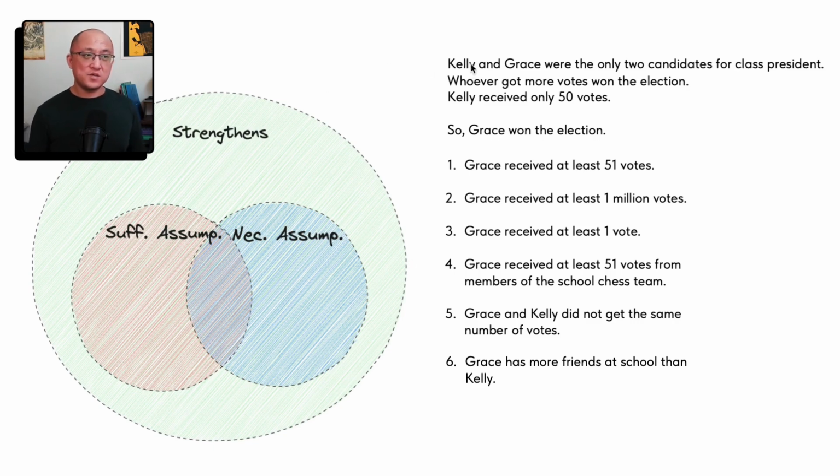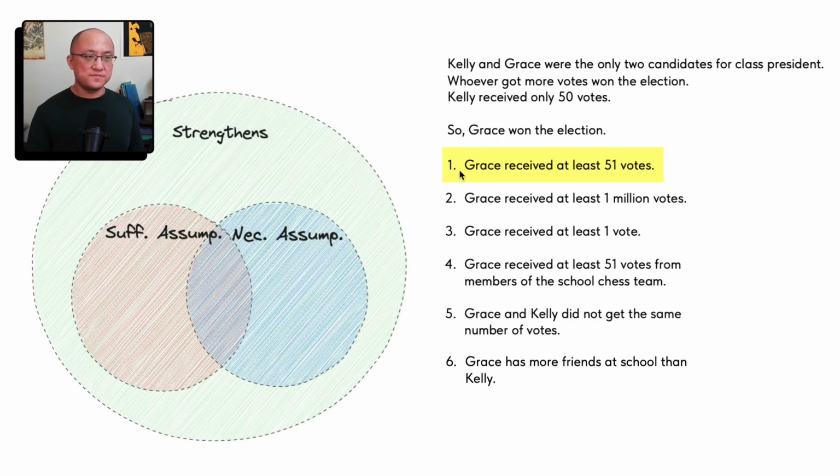So we're told that Kelly and Grace were the only 2 candidates for class president. Whoever got more votes won the election. Kelly received only 50 votes. The conclusion is Grace won the election. So we can tell this argument is assuming that Grace got more votes than Kelly. So let's take a look at each of these answers. One says Grace received at least 51 votes. Well, if that were true, then that would mean she got more than 50, and that would mean she won. So number 1 is definitely a sufficient assumption.